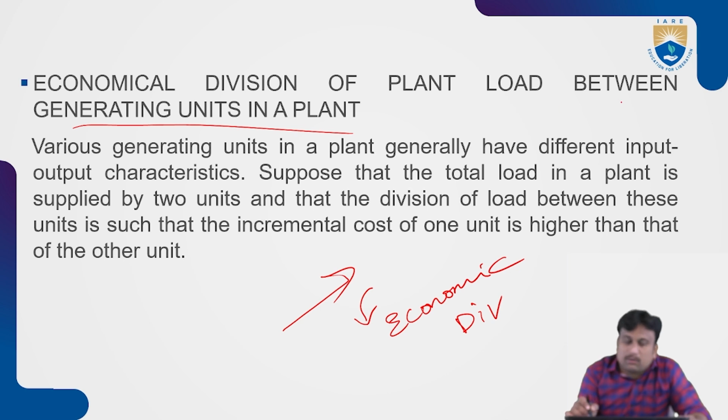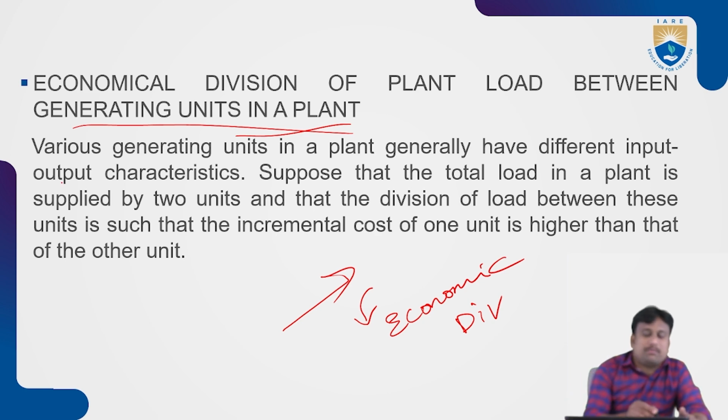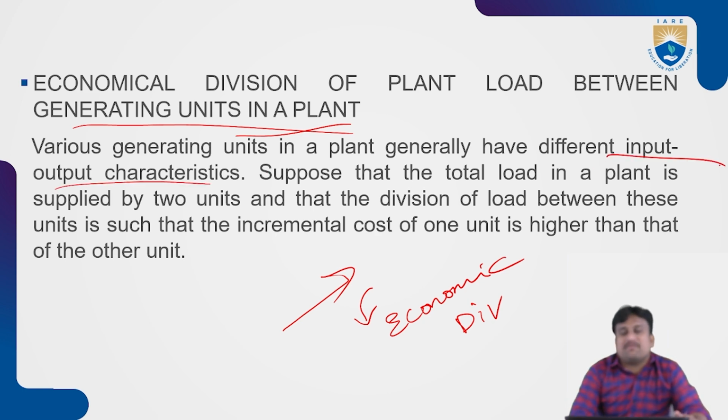So that is the plant load between the generating units in a plant. Various generating units in a plant generally have different input-output characteristics. These are not fixed. Why? Because the feeding input may differ to the generator and the generating output is also different. So based on that feeding and getting the output aspect, the input-output characteristics may differ.